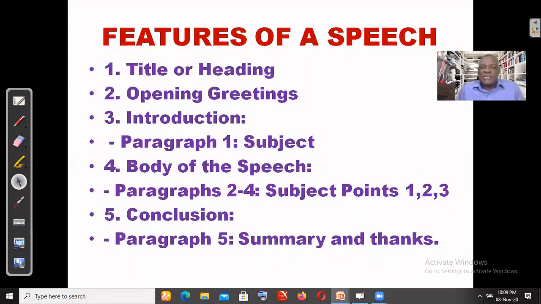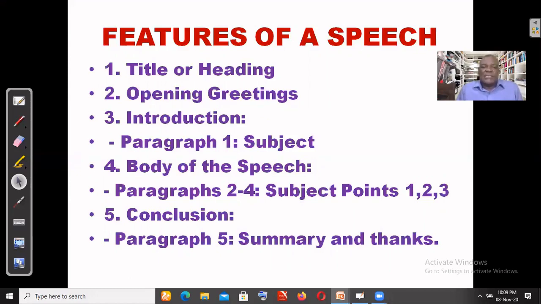The second thing is the opening greetings. One major feature of speech writing is the opening greetings, because you are speaking to a live audience, and so you need to greet them. Courtesy demands that before you speak to people, at least you greet them, and that is the tradition. So after your title, you have the opening greetings.